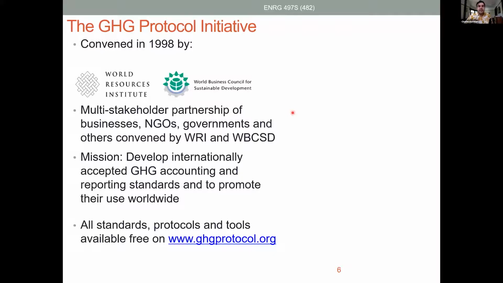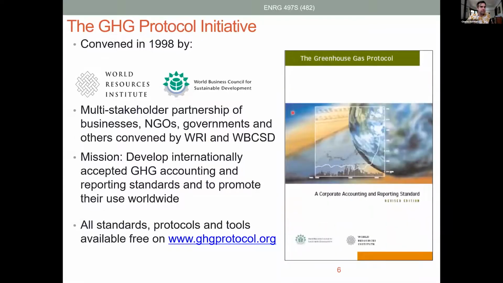Again, a lot of these resources come from the GHG Protocol Initiative. It's ghgprotocol.org. It's part of the World Resources Institute. Again, multiple countries, multiple companies, all working together to standardize greenhouse gas accounting. And here's a report with a very 90s looking cover.